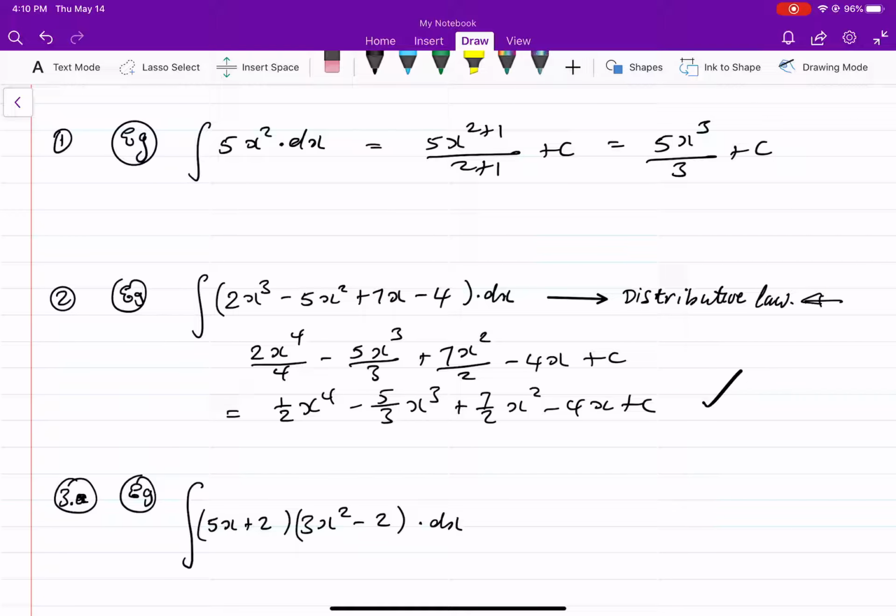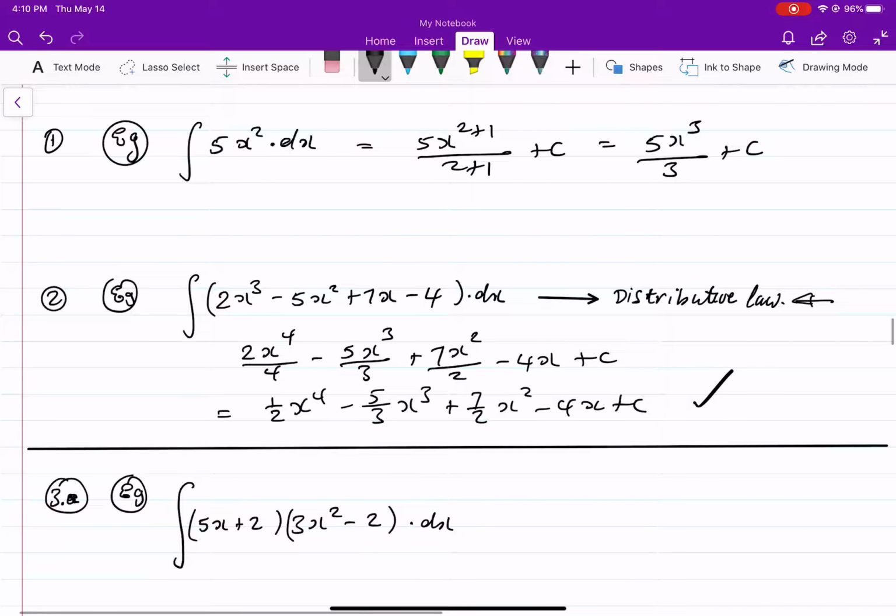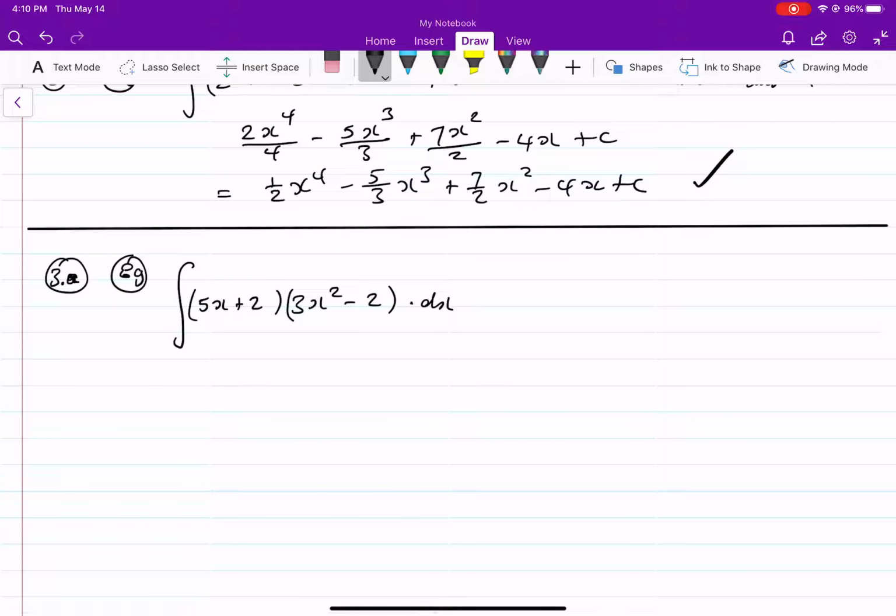Give me a minute, let me tidy things up here. Yeah, let's try the next one. The integral of 5x plus 2 times 3x squared minus 2. Does integration distribute over multiplication? Because you have one bracket multiplied by another bracket. And the answer to that is no. Integration, or operation, I should say, only distributes over addition and subtraction, not multiplication or division.